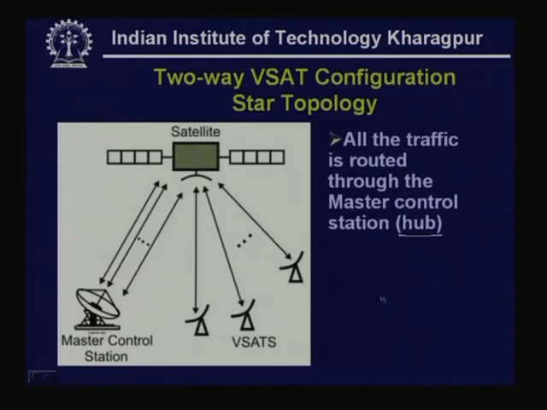So, in this case, the configuration is somewhat like this. This is your satellite. Then you have got your hub, and you have got a number of VSAT antennas. So, it is like a star. All the VSATs are communicating through this master control station or hub. So, this hub is acting at the center of the star topology, and the communication is done in this way. So, this is the star topology that is being used.